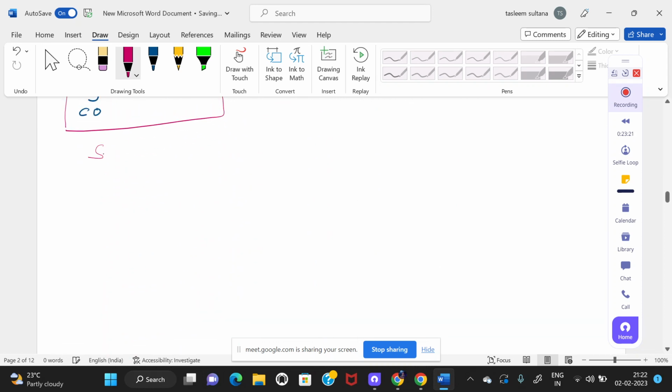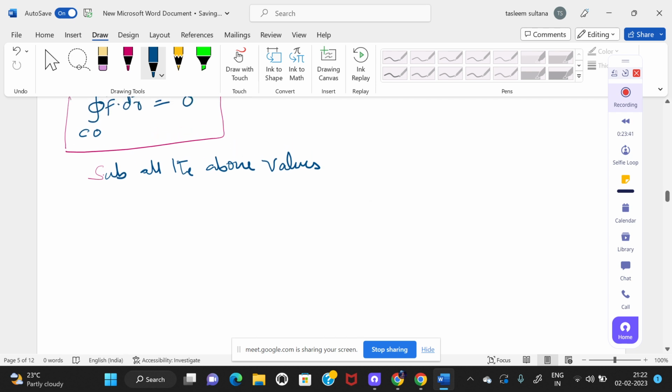Substituting all the above values in equation number 2: a cube by 3. Then the whole thing will become 0. You will get the value minus 2ab square. Yes, very good. The final answer you will get is minus 2ab square.